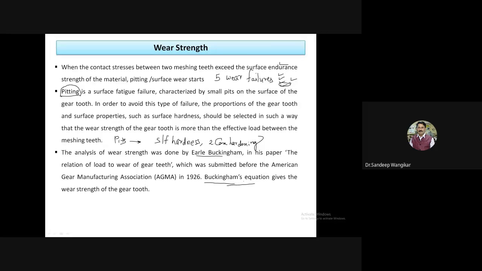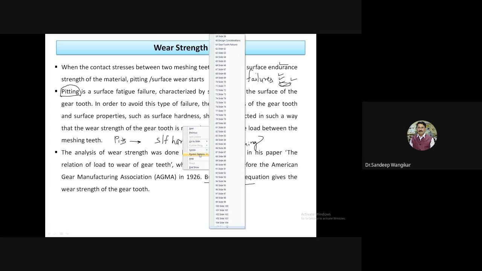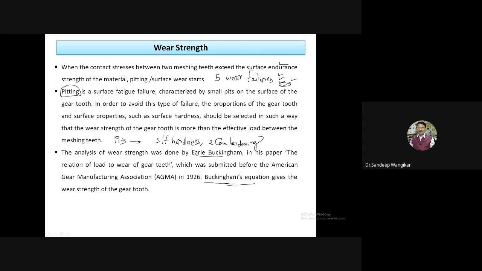In order to avoid failure due to pitting, the surface hardness should be more, so select a material with higher surface hardness. Or, in the second case, if possible, one can go for case hardening treatment. These are some of the pointers here.